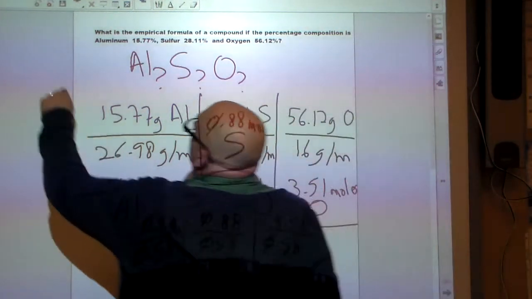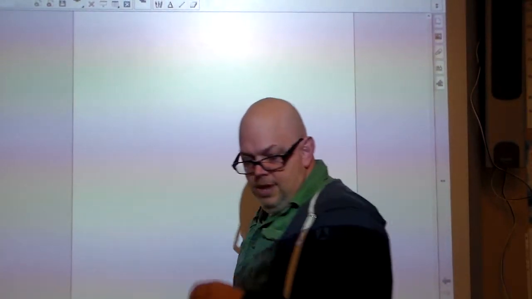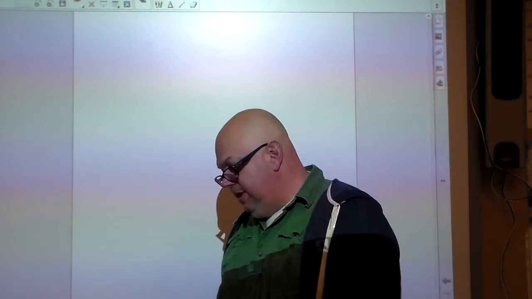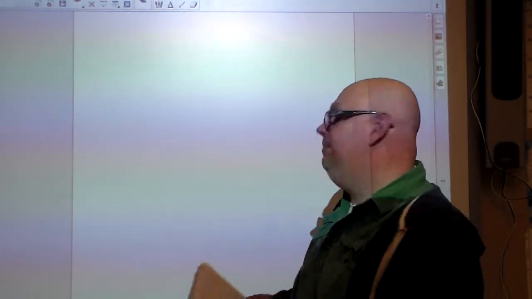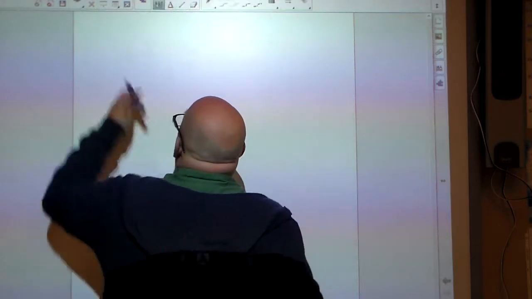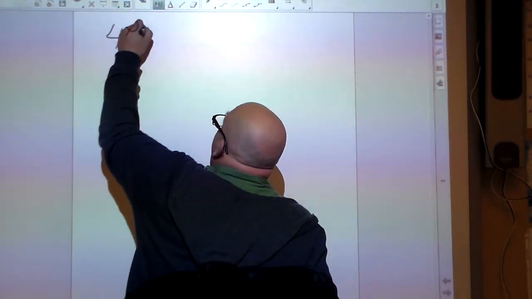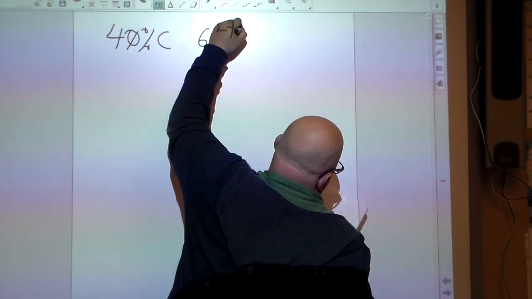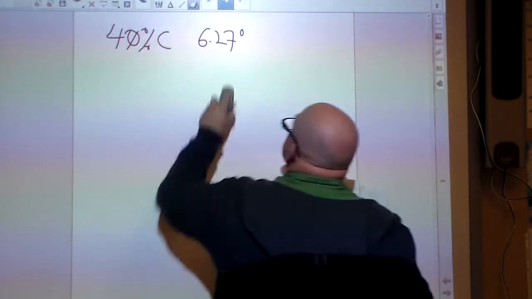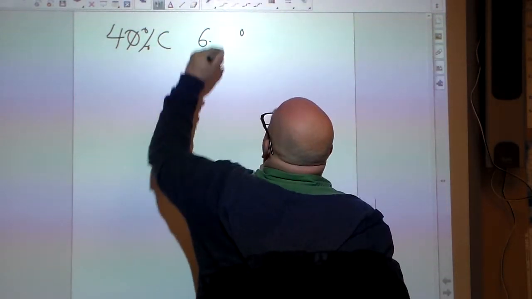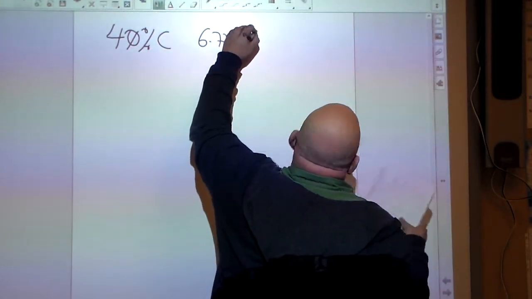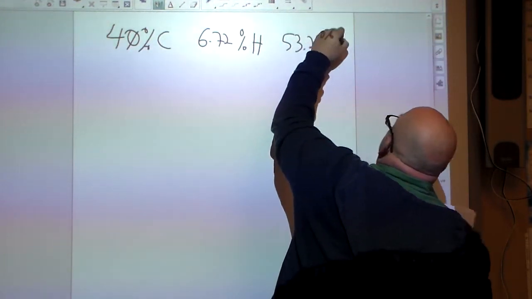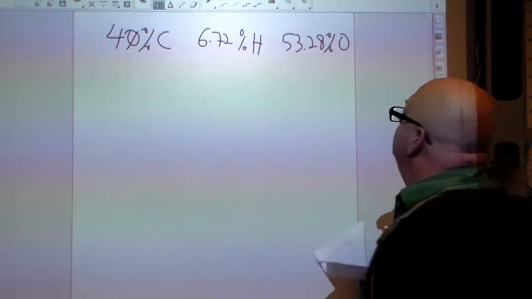Hey, let's try another one. And I happen to have another example here for people. This one, I promise, is going to be a little bit simpler. So we have an unknown. It's 40% carbon, 6.72% hydrogen, and 53.28% oxygen. So this is what we've got here.